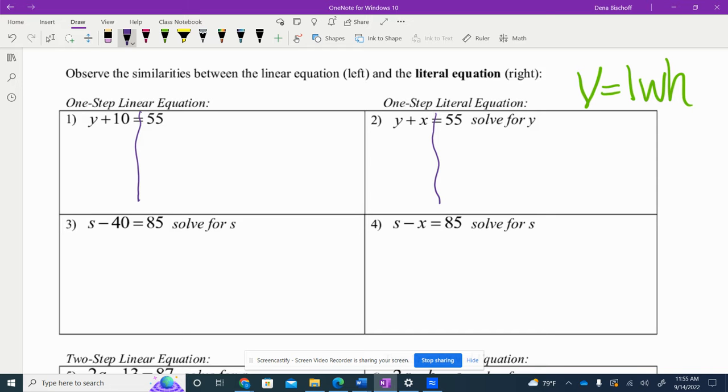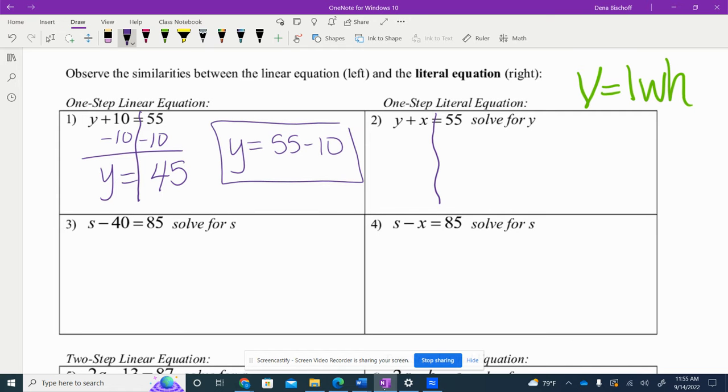All right, so Dakota, on the first equation, I'm trying to get y all by itself. What should I do? Subtract 10 from both sides. Thank you, both sides. That's awesome. Y equals 45. Or I could write it as y equals 55 minus 10 if I wanted to. We know what 55 minus 10 is, but I could write it like that.